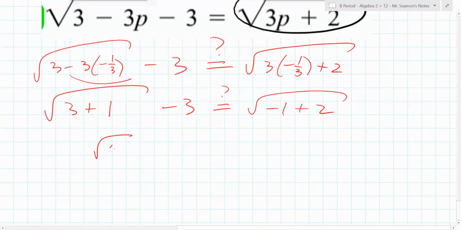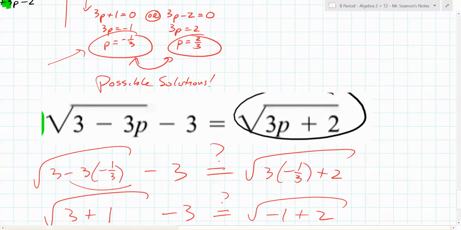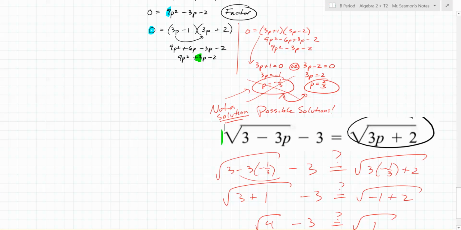So this is the square root of 4 minus 3. Does that equal the square root of 1? 2 minus 3, does that equal 1? Does it? No, it equals -1. Does negative 1 equal 1? No, it doesn't. So this right here is not a solution. We should get like 2 of these for homework. Oh no, on this kind of question, I would never give you more than 1 of this difficulty level on a test. This would be a last one.